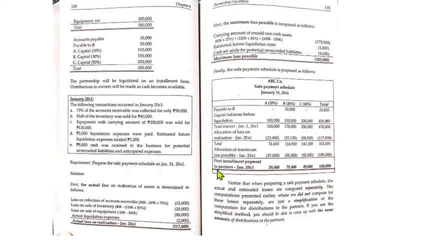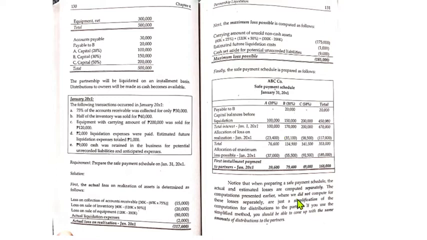Therefore, the first installment payment to the partners on January 20x1 is 39,600 for A, 79,400 for B, and 49,000 for C. Total of 168,000. So kung mapapansin mo, sineparate lang natin yung actual loss and the maximum loss possible, because pwedeng ang tanungin is the share of the partner on the maximum loss, the share of the partner on the actual loss. So, pwedeng ganun ang question.